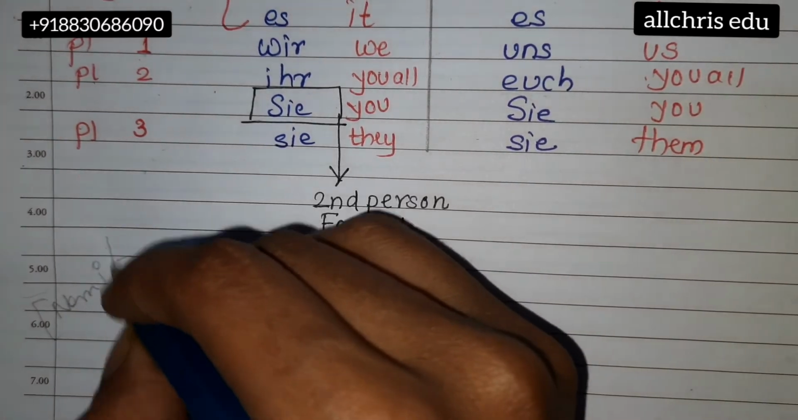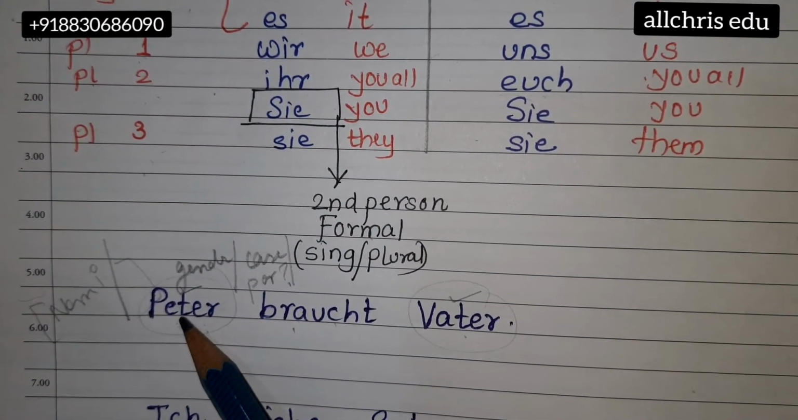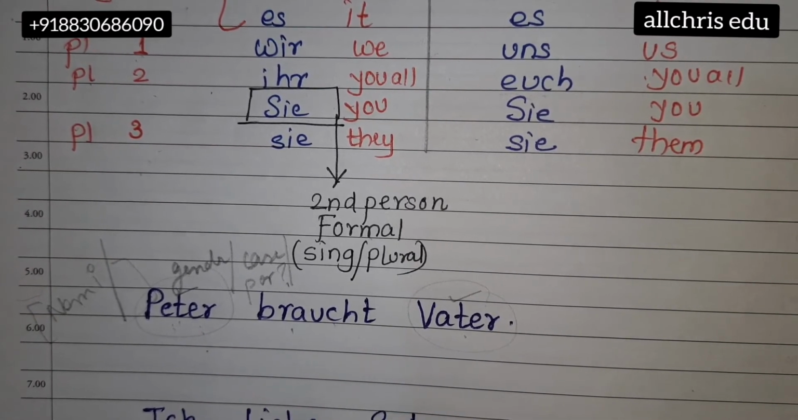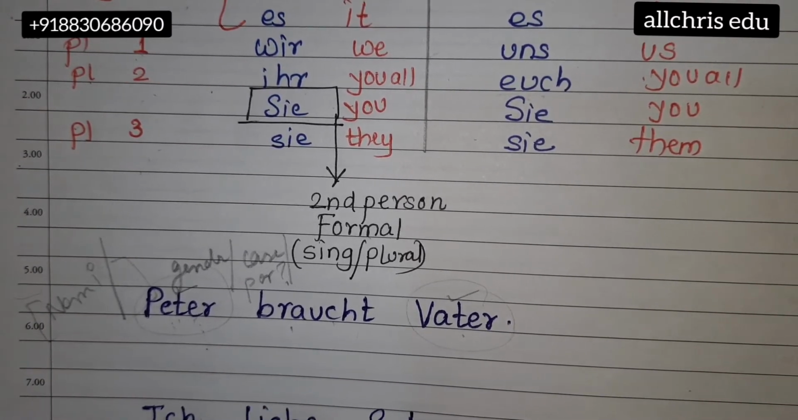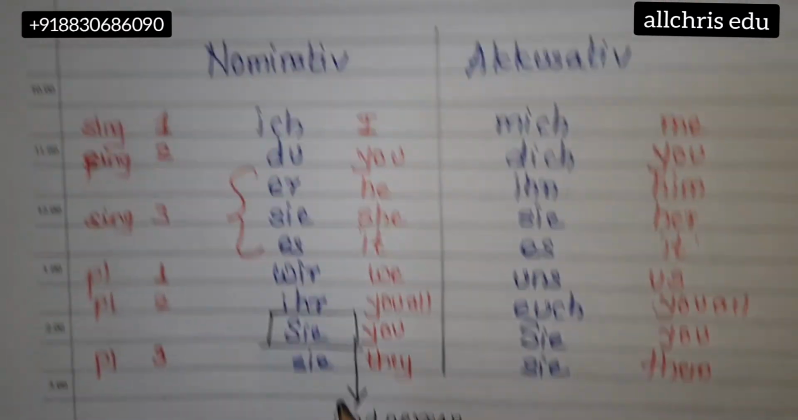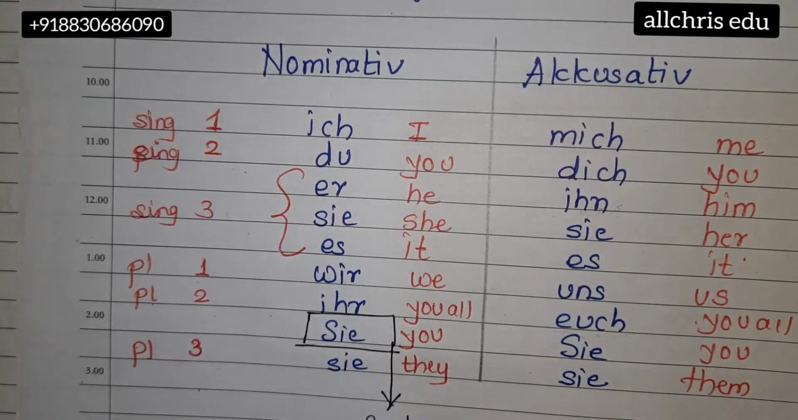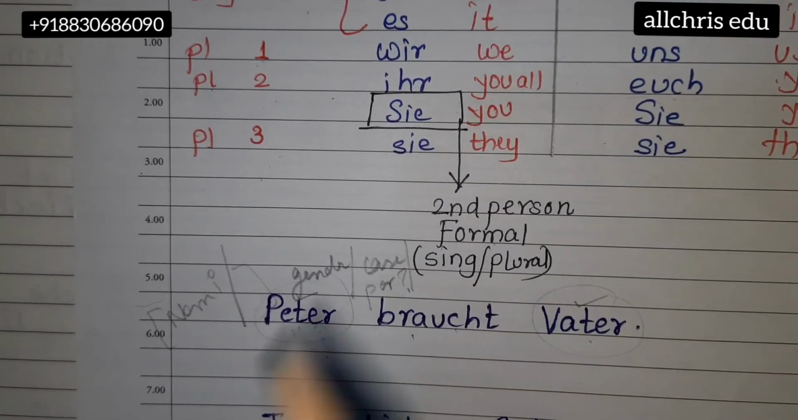Once you have written it, Peter is nominative in the sentence. The whole sentence is not nominative or accusative; in the sentence, there are parts which are nominative or accusative. So over here, Peter is nominative. Once I know it is nominative, I understand which column to refer to. So for Peter, I need to refer to the nominative column. Now in nominative, you have so many options.